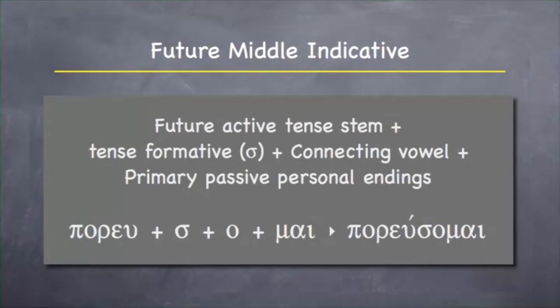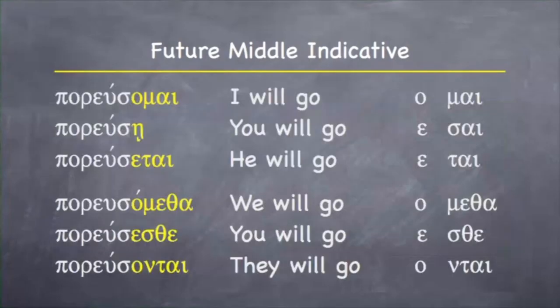Now, Luo doesn't have a future middle, so we have to change the verb for the paradigm. So we use poruomai, which means I go. So the future tense stem is poru. We add the tense formative sigma, we add a connecting vowel, and we add a primary passive personal ending, so you get poruseomai. You go to the full paradigm and you get poruseomai, poruse, poruseatai, poruseometha, poruseestha, poruseontai. That means I will go, you will go, he, she, it will go. And everything there is as you would expect. But they have active meanings because this particular word and all the verbs you do know so far are all deponent.